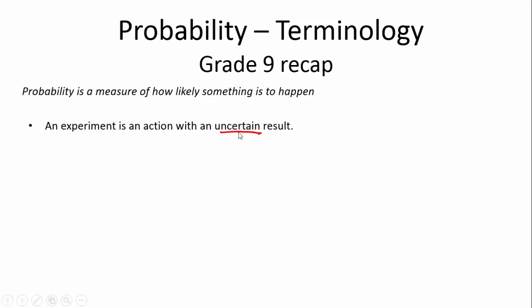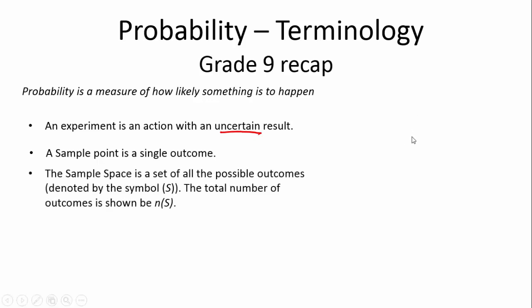We know there's a couple of possible outcomes. For example, the dice could be a 1, 2, 3, 4, 5, or 6, but it's uncertain which one of those it'll be. A sample point is a single outcome. For example, we throw a dice. The sample point is just one of those outcomes, a 1, a 3, a 5.